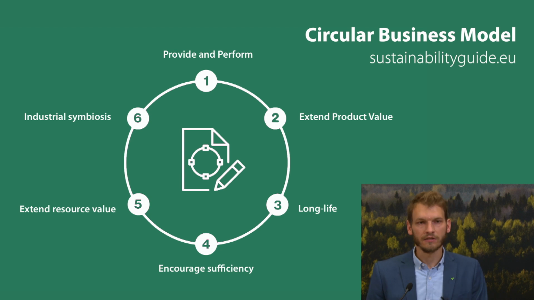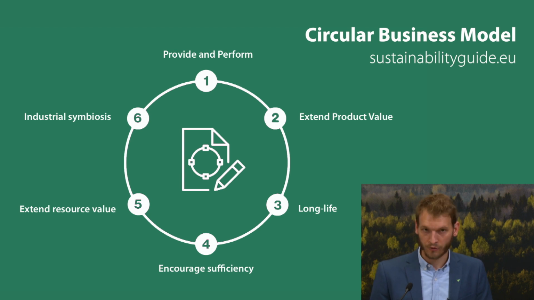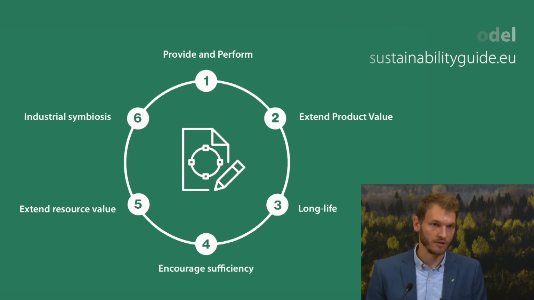So the idea here is to capitalize on sustainability in 6 steps. Provide and perform, extend the product value, try to establish a long life of your product, but also service, encourage sufficiency, extend resource value. Again, what we had earlier: reuse the resources, recycle resources, and of course, industrial symbiosis. This could also be seen as cooperation. The shared economy, for example, is such an example.